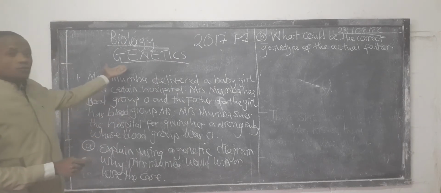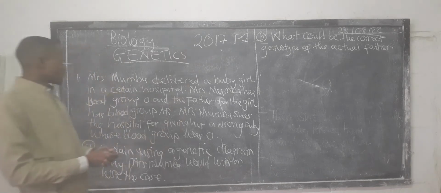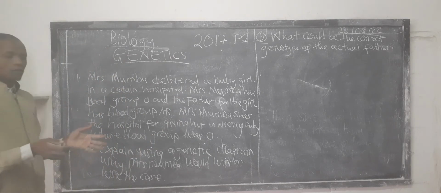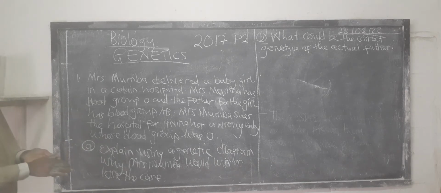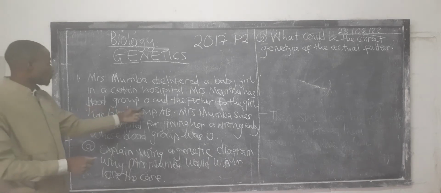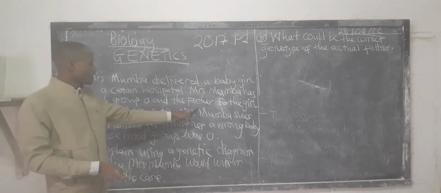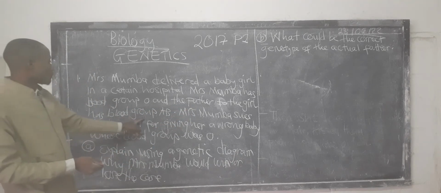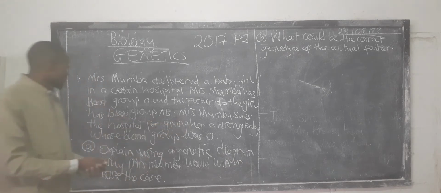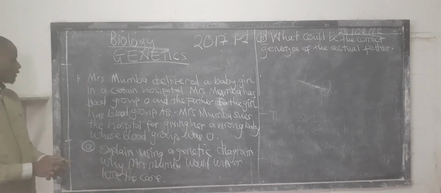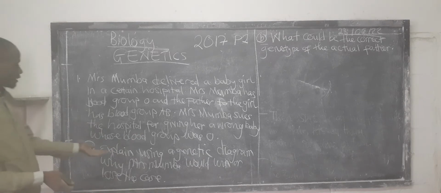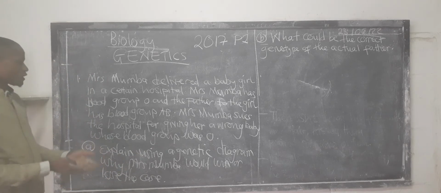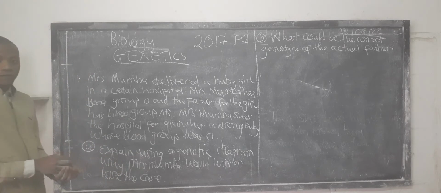This question is from genetics and from the year 2017. So we want to see how we can tackle this question on genetics. The question is, Mrs. Mumba delivered a baby girl in a certain hospital. Mrs. Mumba has blood group O, and the father of the girl has blood group AB. Now, Mrs. Mumba sues the hospital for giving her a wrong baby whose blood group was O. Explain using a genetic diagram why Mrs. Mumba would win or lose the case.